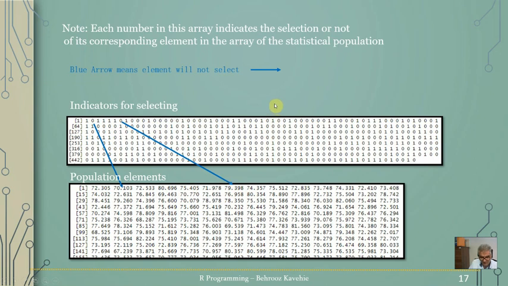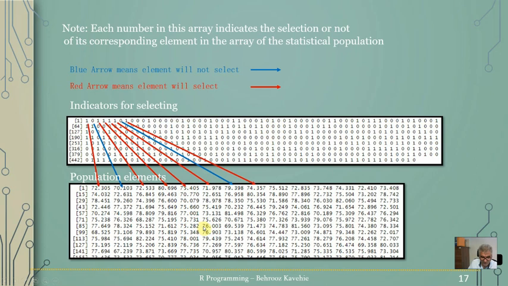These two arrays are corresponding, meaning there are 500 numbers in both. Here I have only shown a part of the second array. The red arrows on the other hand indicate the values that have been chosen. For example, this one right here indicates that 72.305 is indeed in our chosen samples. This other one here indicates that 72.533 is also one of our chosen samples. There are 500 numbers here.